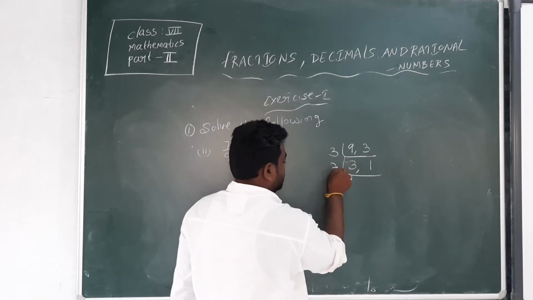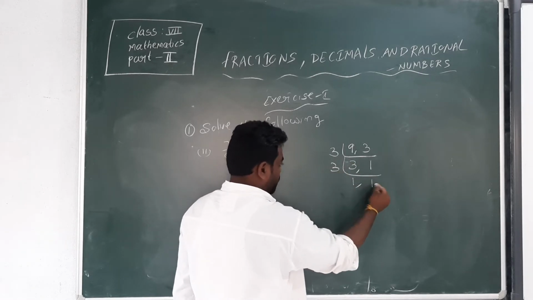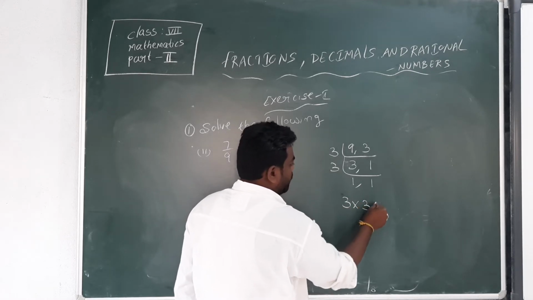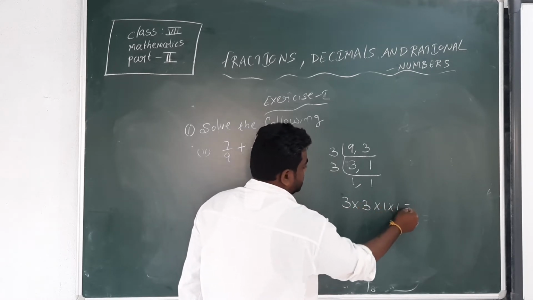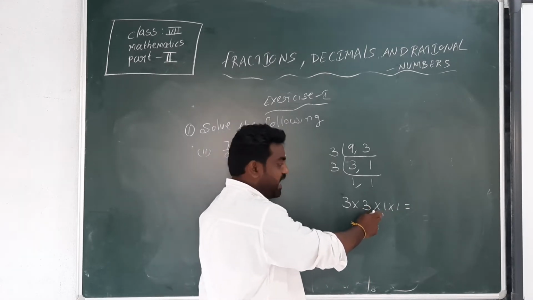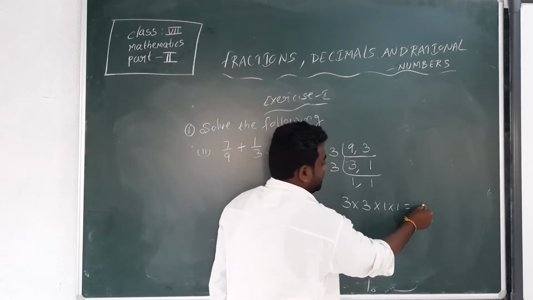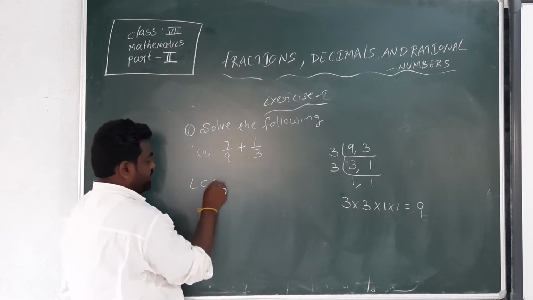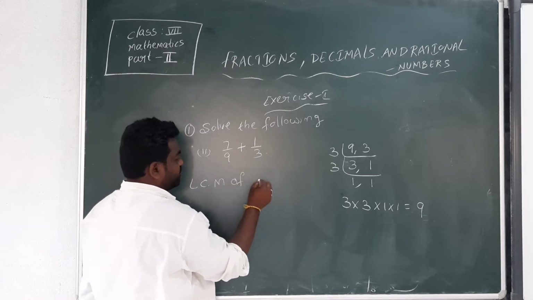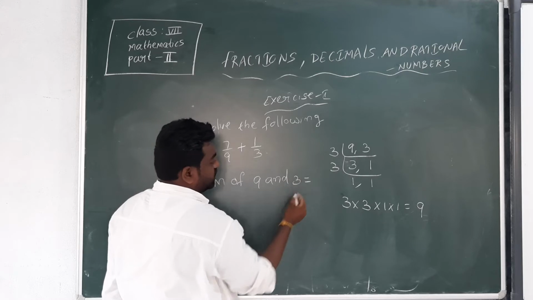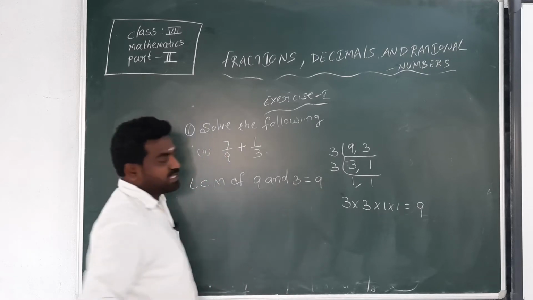3 table, 1 time. Now 3 into 1 is 3, these are 9. 9 into 1 is 9. Therefore, the LCM of 9 and 3 is equal to 9. 9 is the LCM.